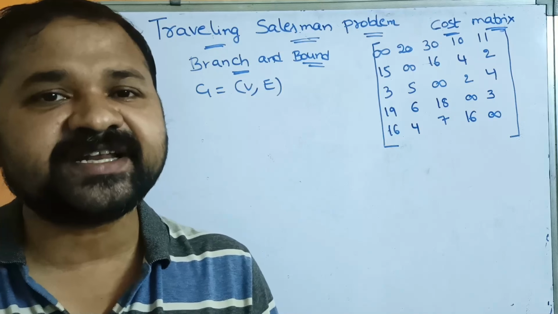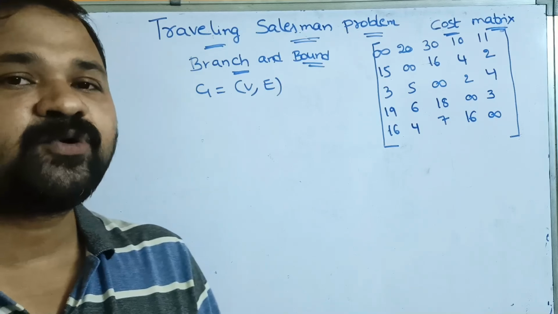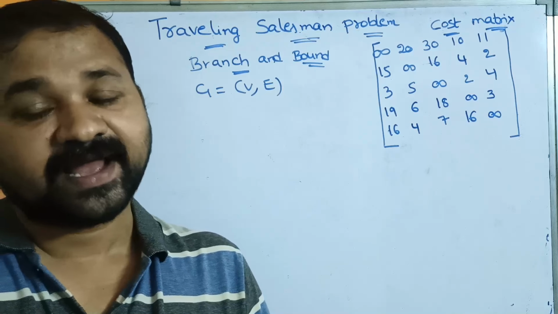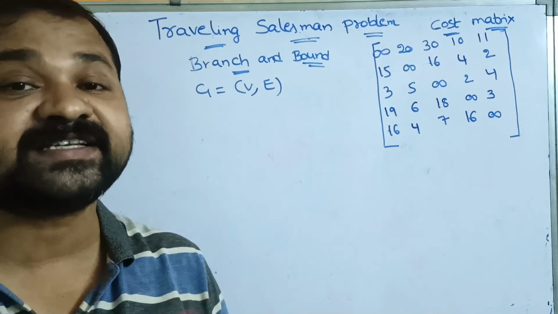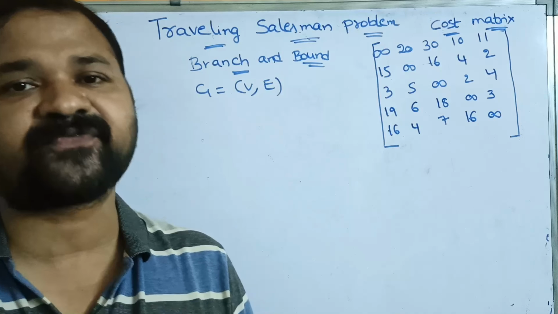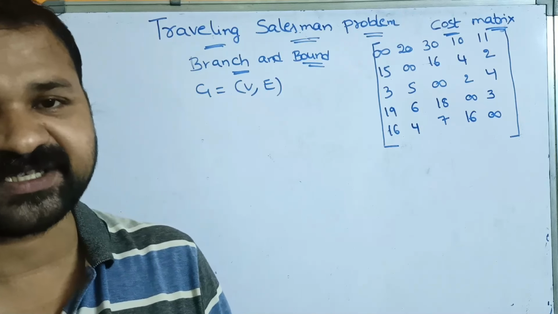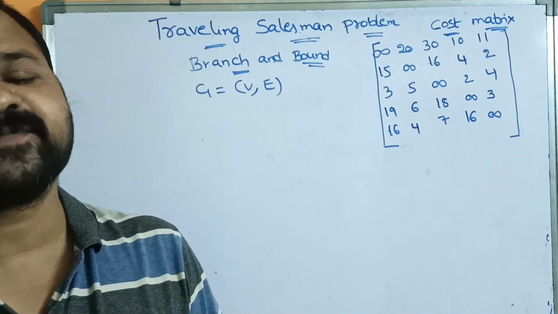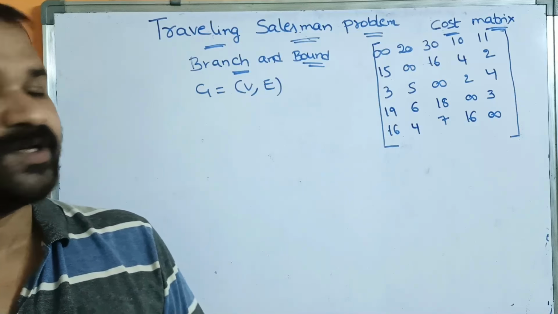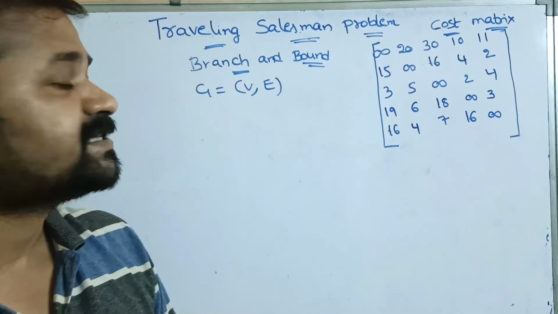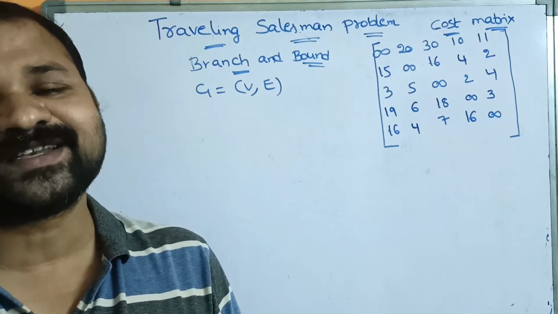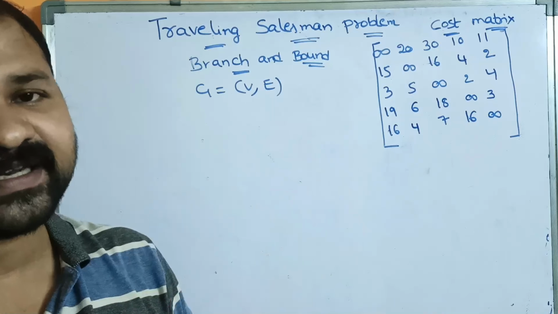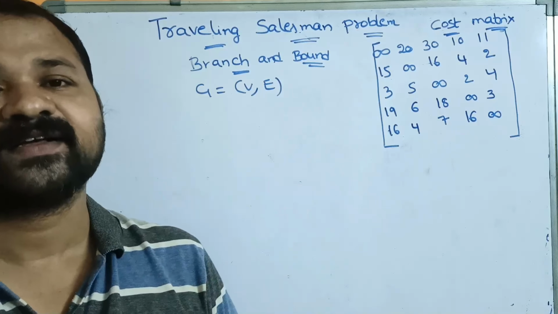Here our major aim is to visit all the vertices of the graph, and after that we need to visit the starting vertex of the graph with the minimum distance, with the shortest distance. Here each vertex is nothing but a city. So it is the duty of the salesperson to visit all the cities exactly once, and after that he has to visit the starting city.